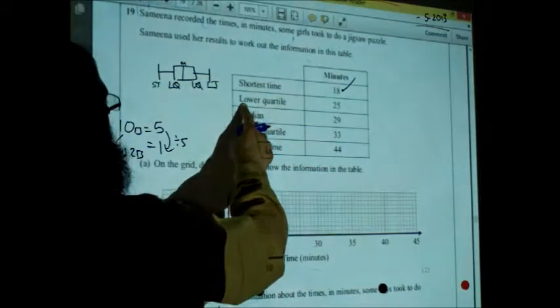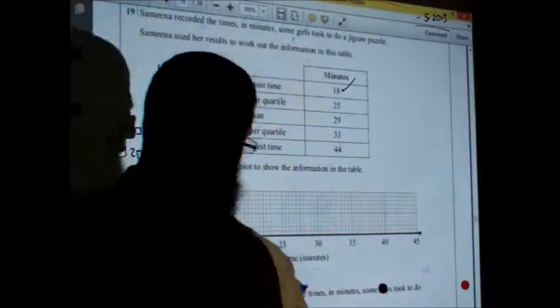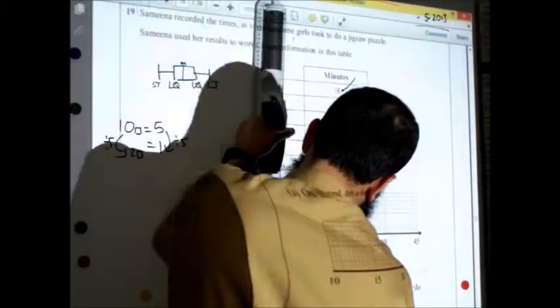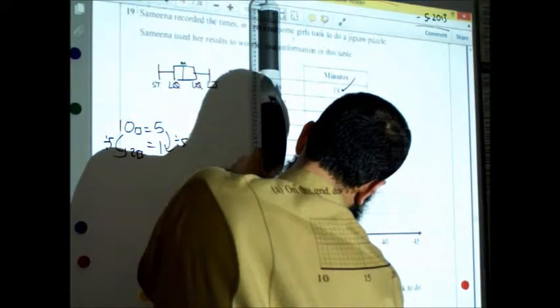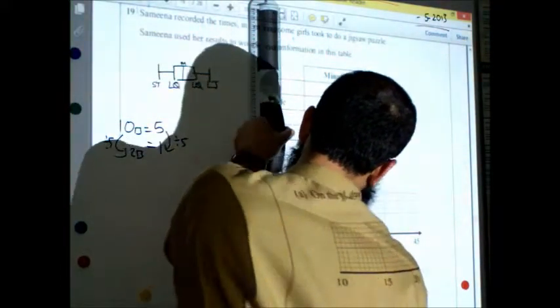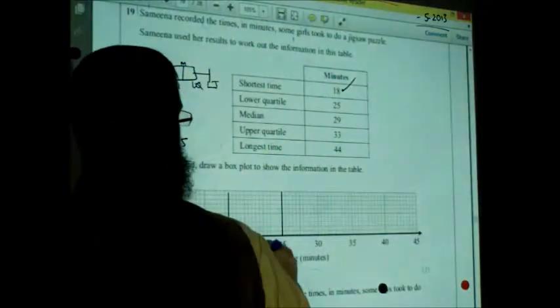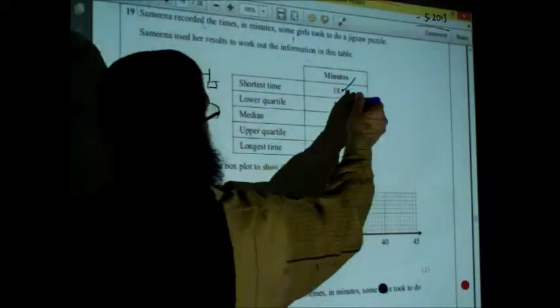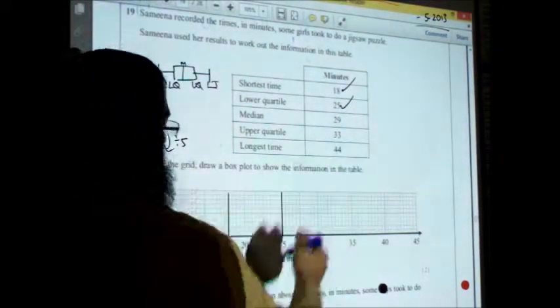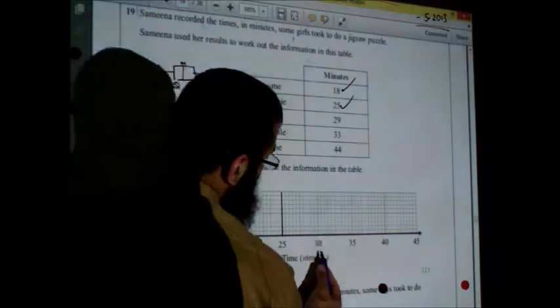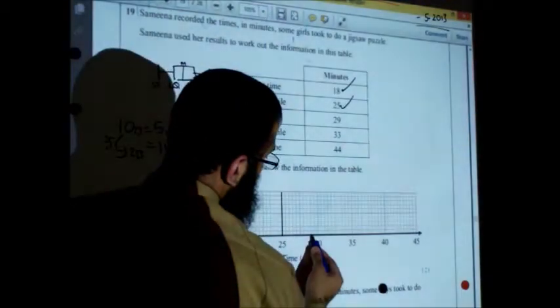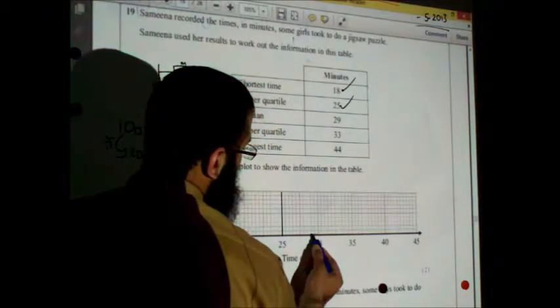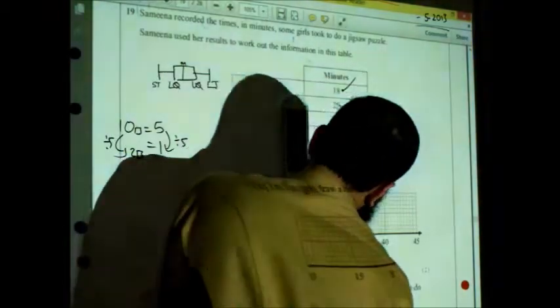Okay, the lower quartile is 25. 25 is an exact number there on the scale. That's the lower quartile. Done. Median is 29, so 29 is going to be 4 squares on, because each 2 squares was 1, so that's going to be there.